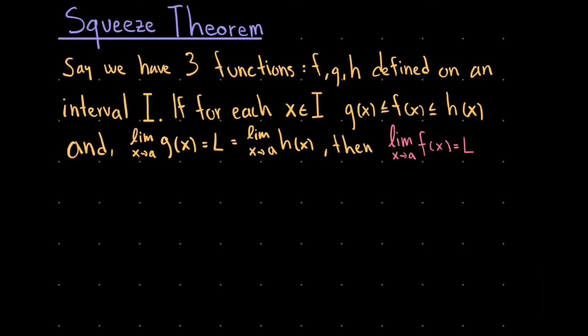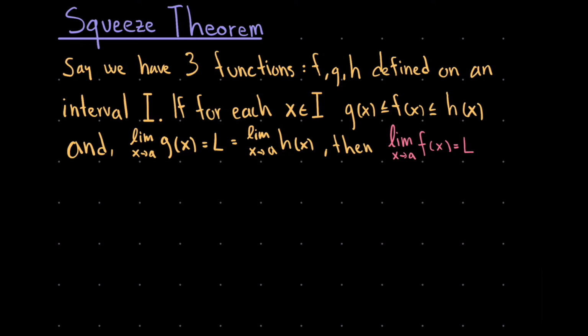Okay, so let's talk about the squeeze theorem. It goes as follows. Say we have three functions, f, g, and h, and they're defined on some interval I. Now, if for each x, where x is an element of I, g of x is less than or equal to f of x is less than or equal to h of x, and the limit as x goes to a of g of x is equal to the limit as x goes to a of h of x is equal to some number L, then we have that the limit as x goes to a of f of x is also equal to L.